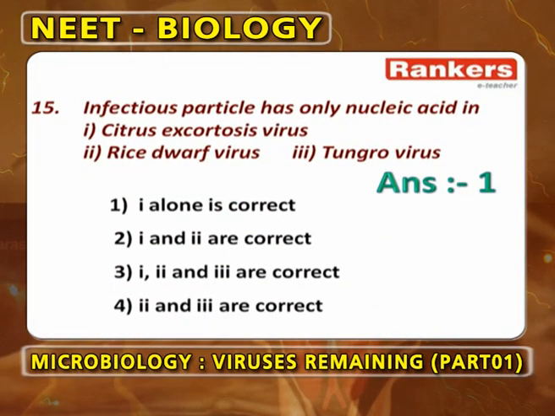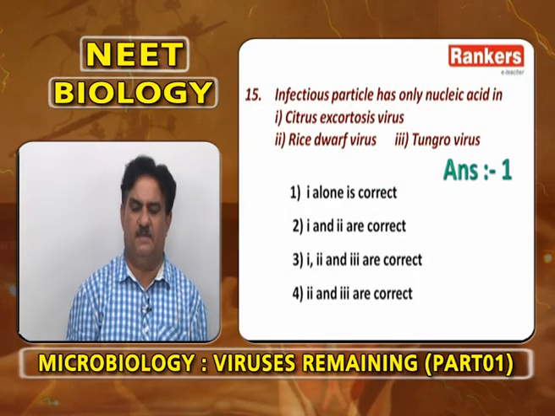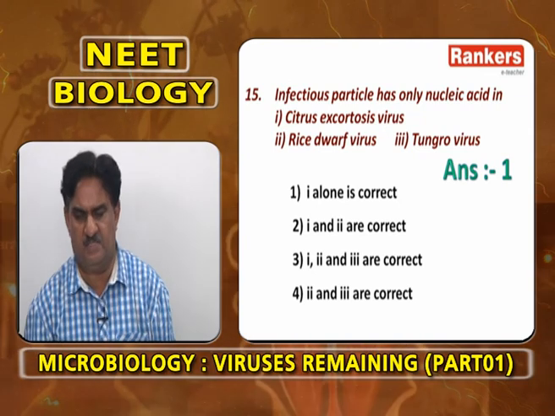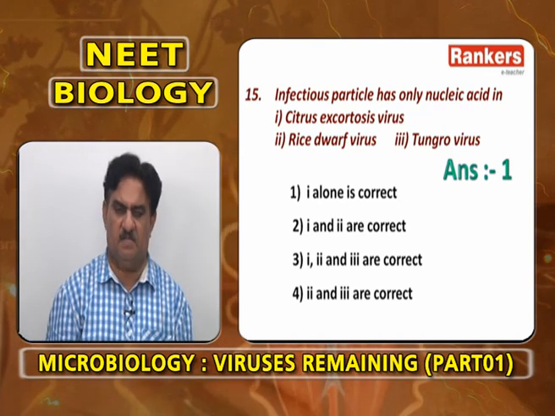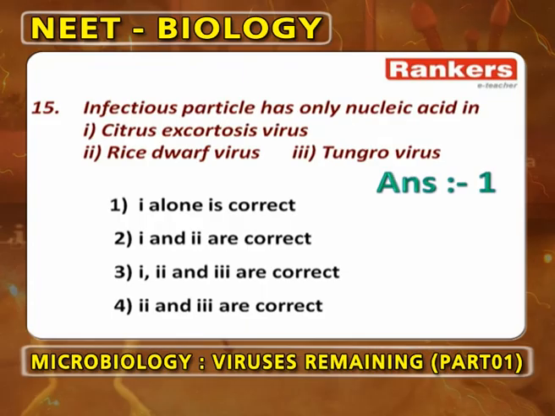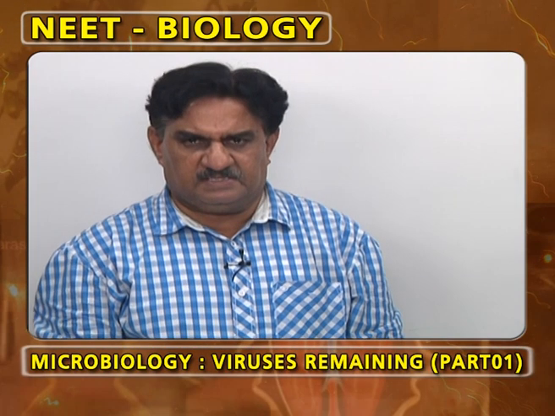Infectious particle having only nucleic acid means it has only genetic material without a capsid protein coat. Among citrus exocortis virus, rice dwarf virus and tongue row virus, rice dwarf virus and tongue row virus are complete viral particles. Citrus exocortis virus is a viroid. Viroid means only genetic material is present, but the capsid protein coat is absent.